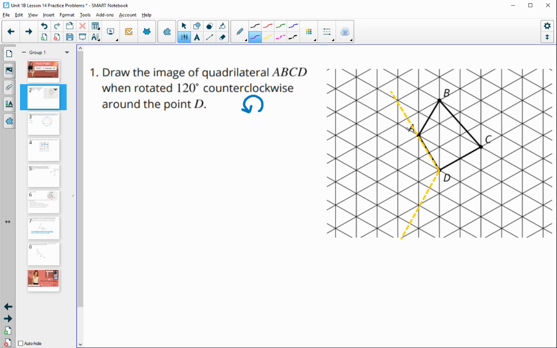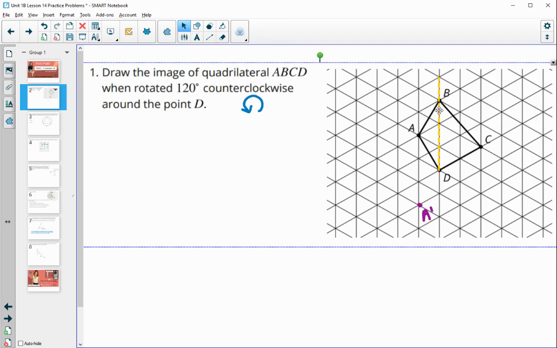And then point A's image will be the same distance down that line. So this one you can see kind of goes through the center of two triangles to get to A. So we're going to go through the center of the two triangles to get to A prime here. Then I'm just going to delete those and we're going to go again with B.